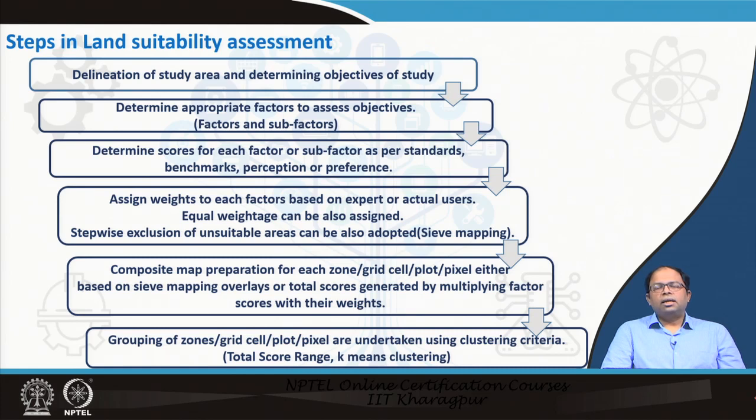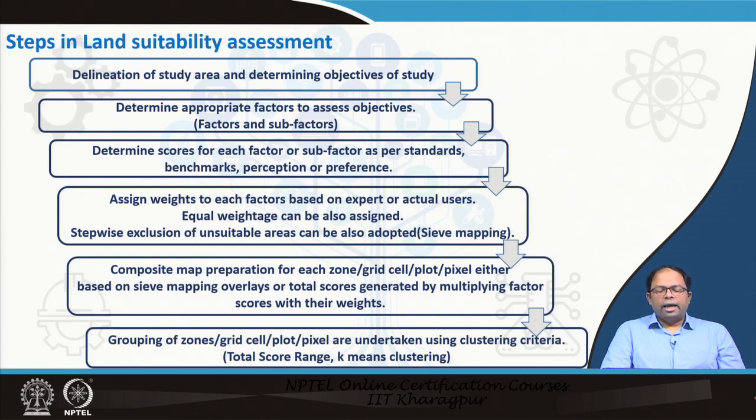That means each pixel could also be given some scores for each of the different factors as well. Based on this method, or we can go with the sieve mapping method that we have already discussed, where after these overlays we generate the total scores by multiplying factors with their weights, and we assign this score to each of these pixels, zones or grids, and we get a composite map by mapping those values in a GIS format.